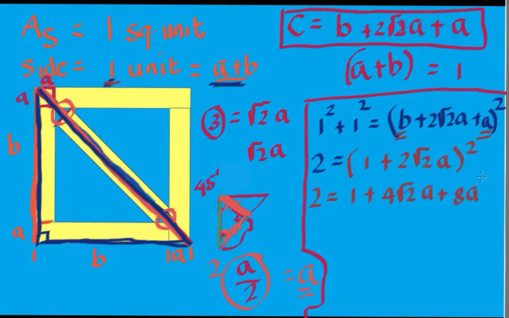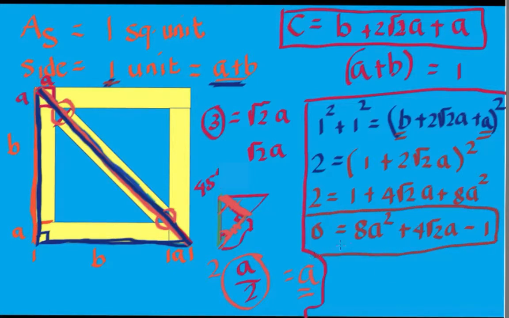8A squared. This is a quadratic equation which we can rewrite in standard form. So subtract 2 from both sides to get 0 is equal to, and then let's rearrange the terms here, 8A squared plus 4 square root of 2A minus 1, because 1 minus 2 is negative 1. This is now a quadratic equation that we can solve using the quadratic formula. So in the next slide, let's solve this quadratic equation.